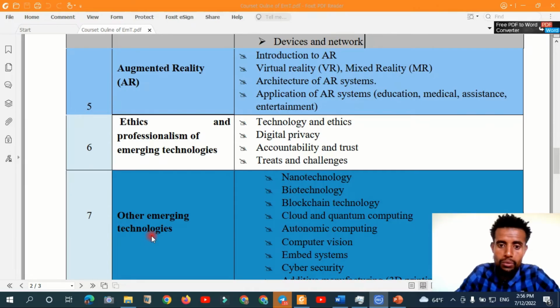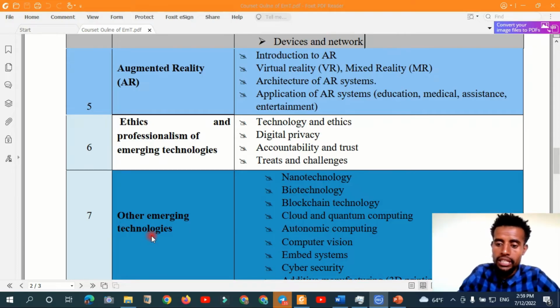So you will learn such concepts under digital privacy. Next to that, we have accountability and trust related to technologies, and finally we have threats and challenges of emerging technologies. Under this subtopic, we'll see the threats and challenges the world will face when implementing artificial intelligence, Internet of Things, augmented reality, and so on. Because knowing the opportunities of technologies and the risks posed by them helps us plan how to deal with the existing risks before the technology is fully fledged.